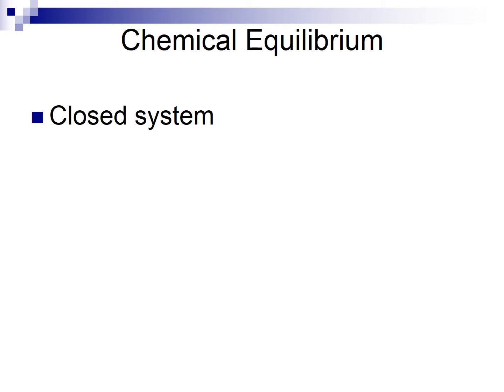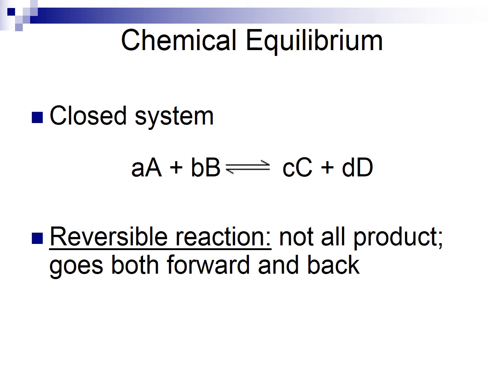If we have a chemical equilibrium, we require a closed system. If I can remove product or reactant from the system, I am not going to have a closed system. For a closed system of reaction A plus B making C plus D, this reaction as expressed is a reversible reaction, and it is considered reversible because we have this double-headed arrow from reactant to product. Not all product is going to form in this case. The reaction can take product that can reform reactant and continue the reaction in the forward direction.